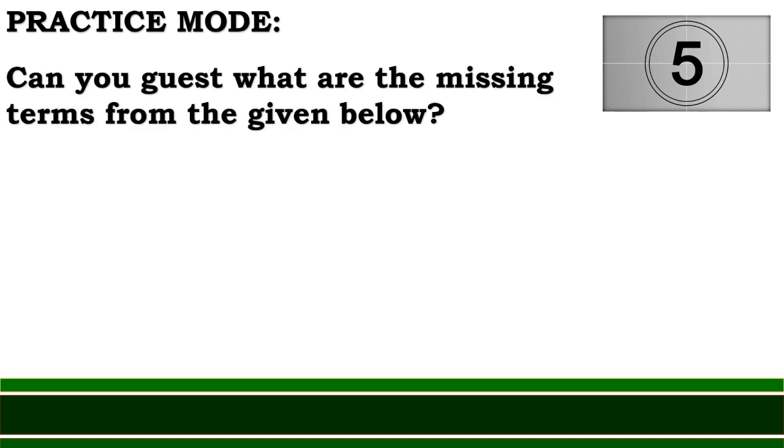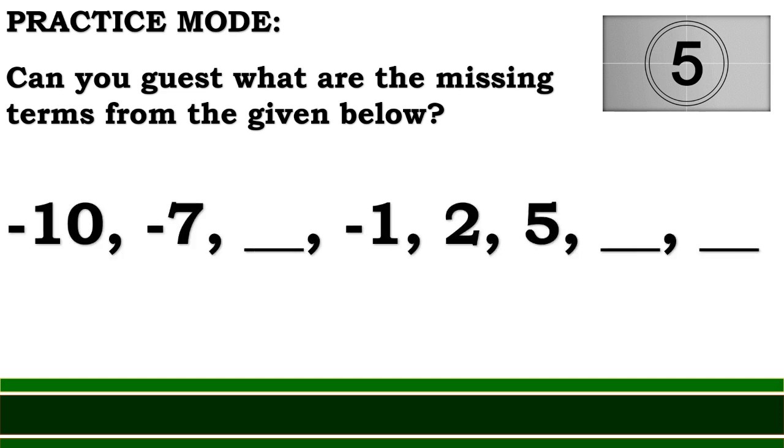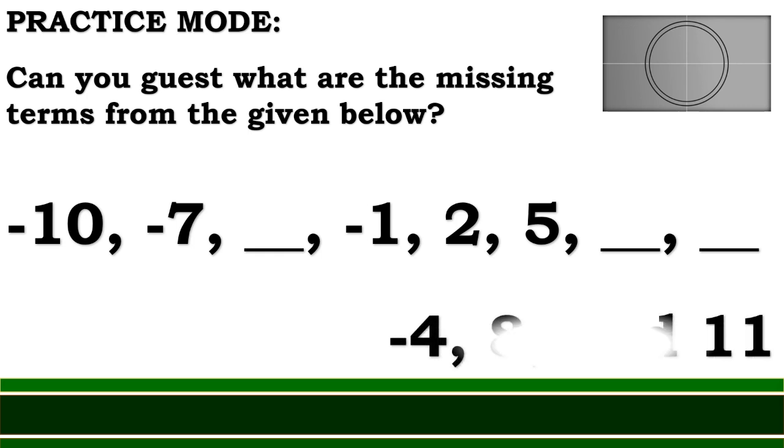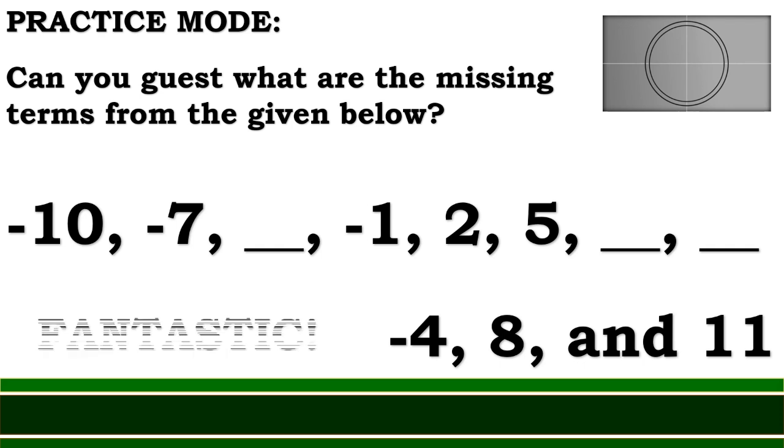Another example. Can you guess what are the missing terms from the given below? You have negative 10, negative 7, blank, negative 1, 2, 5, blank, and blank. I'll give you 5 seconds to think and give your answer. The missing terms are negative 4, positive 8, and 11. Fantastic! Can you guess what is the pattern?